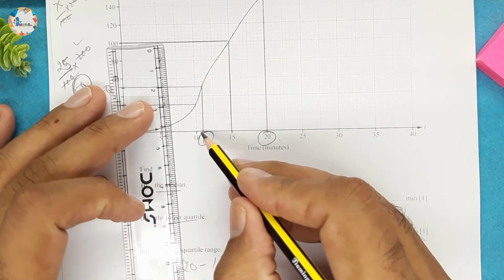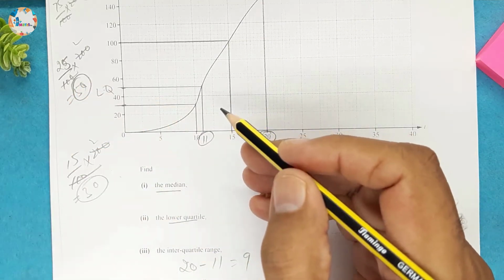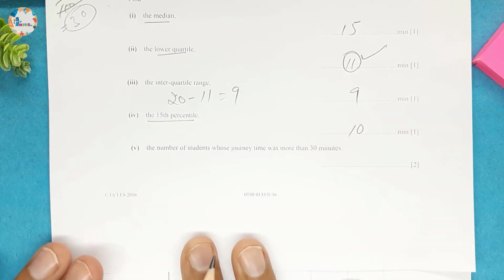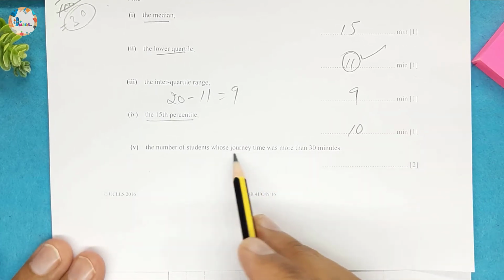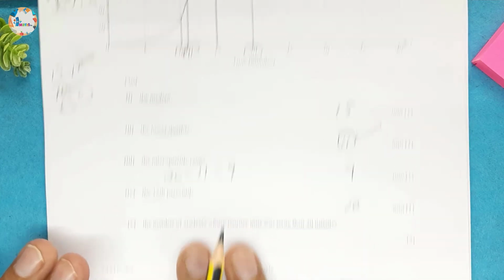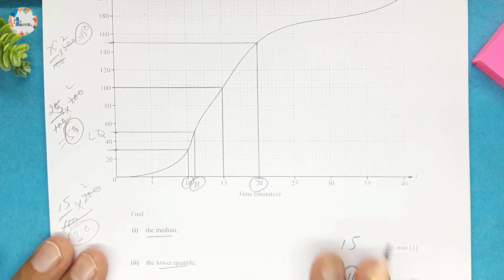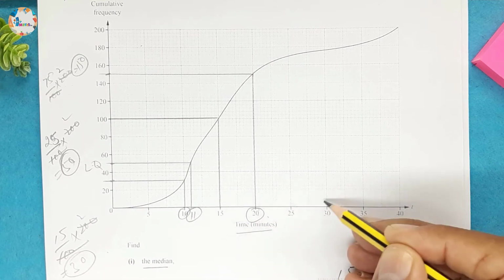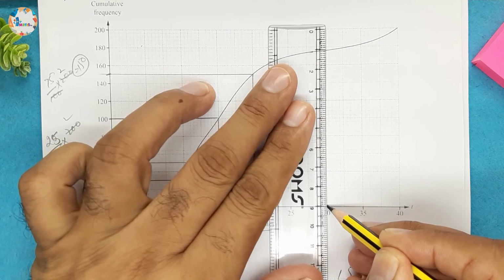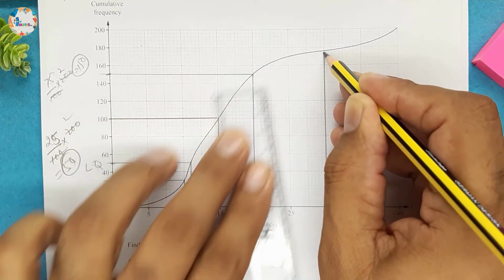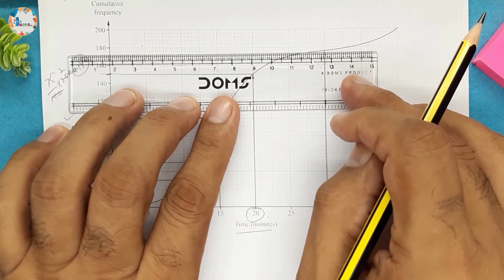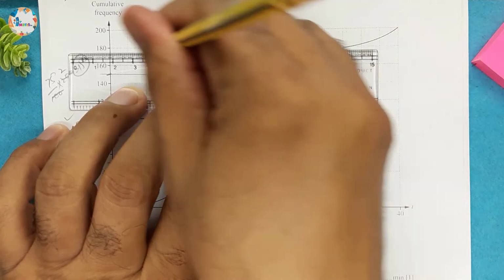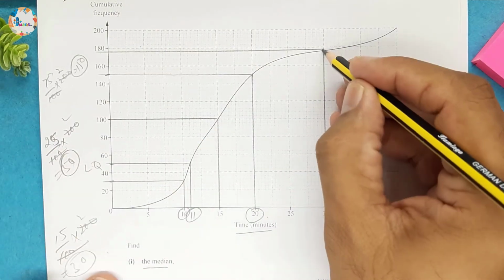This will be the reference which is at 10. So this will be basically the 10 value which we can write over here. The number of students whose journey time was more than 30 minutes. So more than 30 minutes, we can check from here. This one is 30, this is the minute time side, so from here we can check this reference.